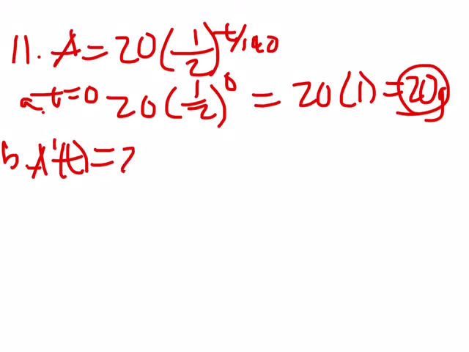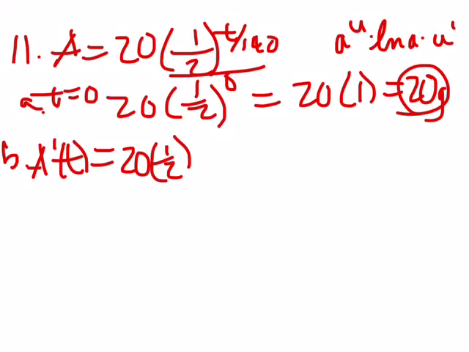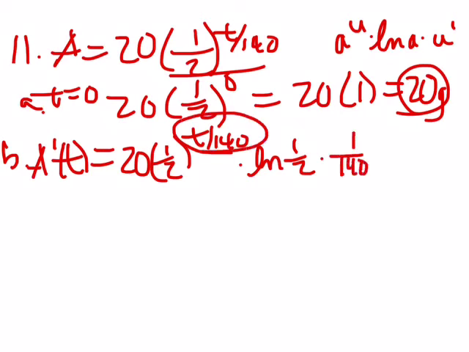So bring the 20 down. Then this is an exponential equation, so that's a to the x. A to the u, natural log a, times u prime. So I write what I have, 1/2 to the t over 140, times natural log of the base, 1/2, times the derivative of u, which is 1 over 140. That's the chain rule part. Again, t over 140 is really 1 over 140 t, and the derivative of that is 1 over 140.